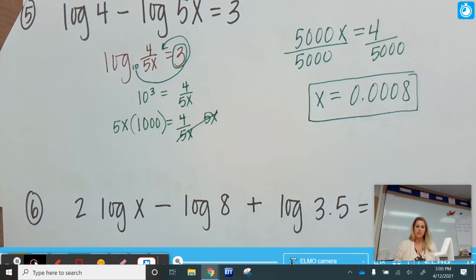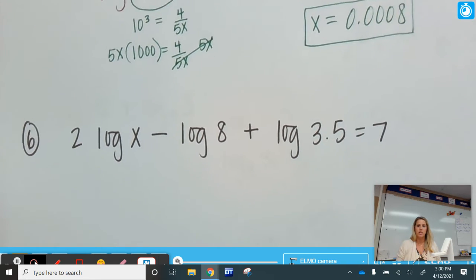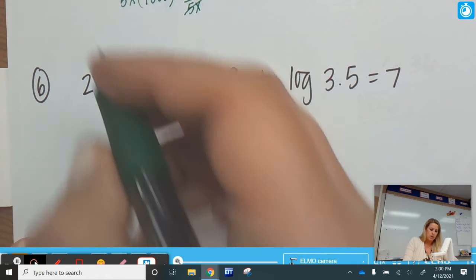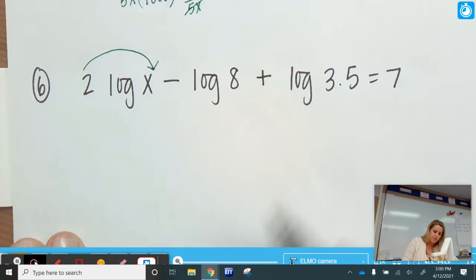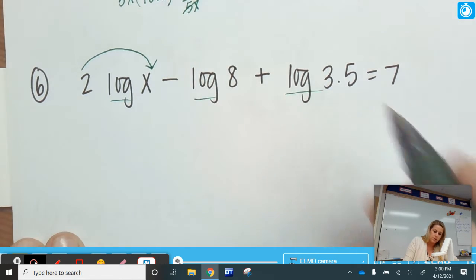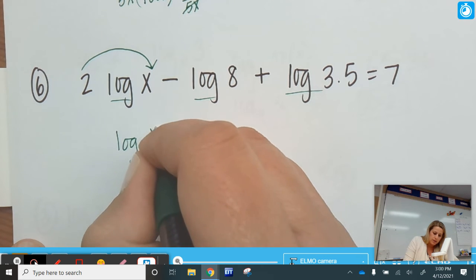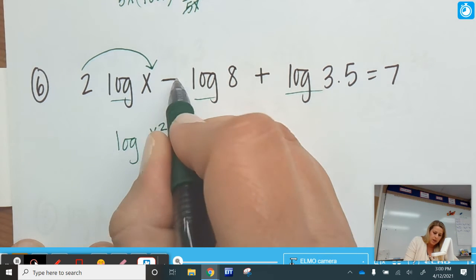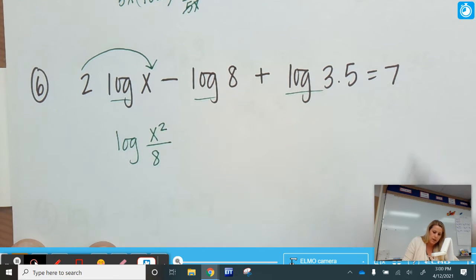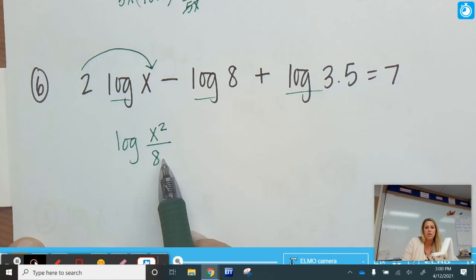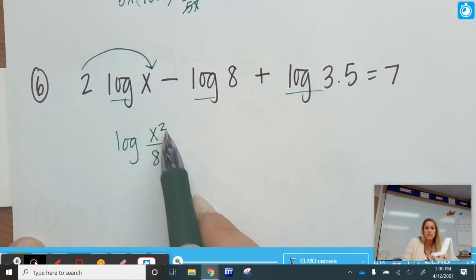All right, I saved the best for last. Last 2 that we're going to work on. So now we've got a bunch of things going on. I see minuses, I see pluses, and I see coefficients in front of the variables. So I'm going to move this back, and I'm going to combine my logs. 1, 2, 3. So log x to the second. This is divide because it's a minus. Okay, but this one is multiply. So multiplying means I'm going to leave this on the top. Plus, so I'm not going to put it down here with the 8. I'm going to put it up here with the x squared.